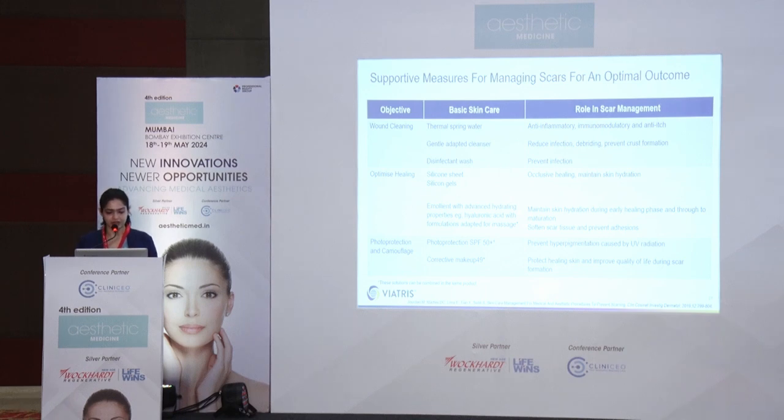Now for healing, we'll go for silicone sheets and gels. They are of course occlusive healing, maintain skin hydration, and emollients with advanced hydrating properties like hyaluronic acid formulation adapted for massage for better skin hydration. Photoprotection and camouflaging. Photoprotection again to avoid PIH, SPF minimum of 50, and corrective makeup as well.